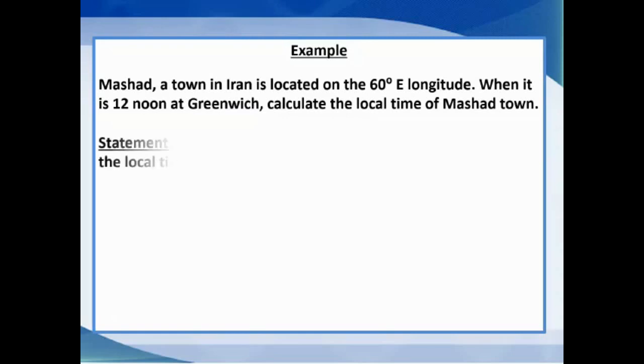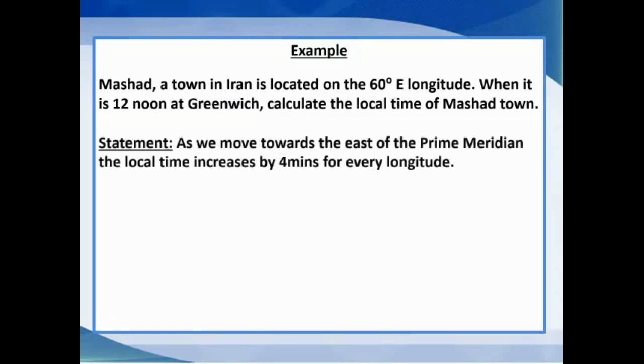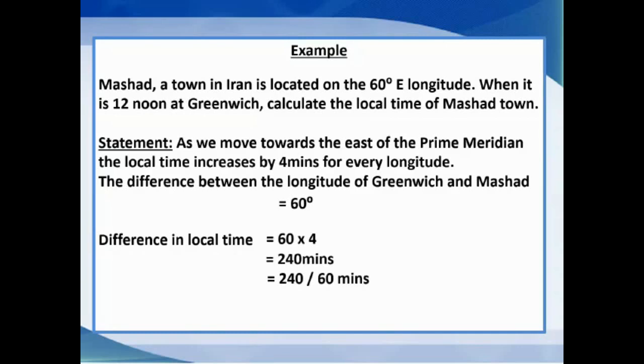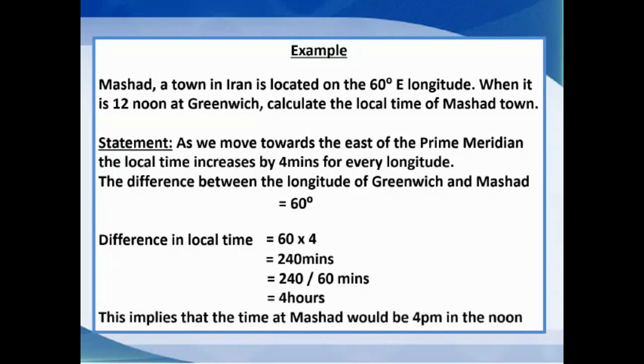As we know, towards the east of the prime meridian, the local time increases by 4 minutes for every degree of longitude. The difference between the longitude of Greenwich and Mashhad is 60 degrees. Therefore, the difference in local time is equal to 60 times 4, that is 240 minutes. Then 240 divided by 60 minutes gives us 4 hours. This implies that the time at Mashhad will be 4 pm in the afternoon.